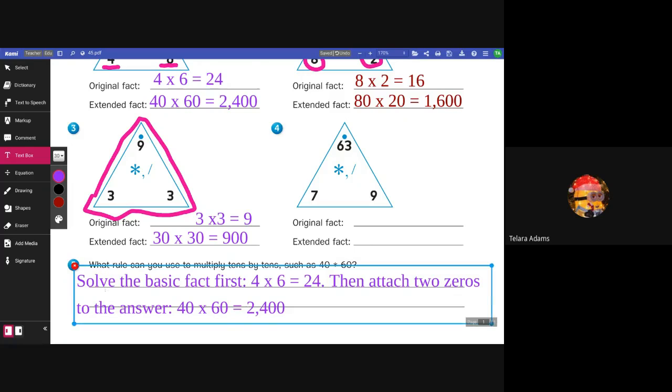I want you to understand, how did we solve? We solved by using the basic fact first, those first digits. 4 times 6 equals 24. Then we attach 2 zeros to the answer. 40 times 60 equals 2,400. There are our 2 zeros.